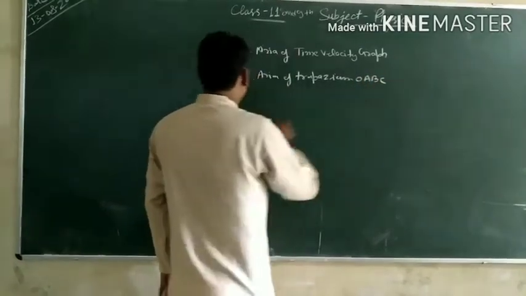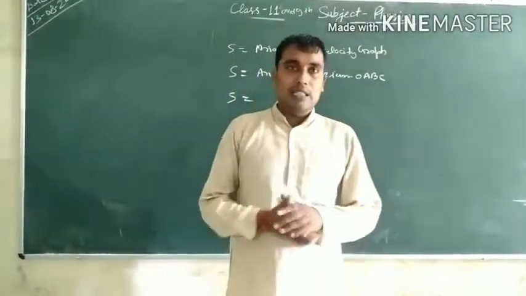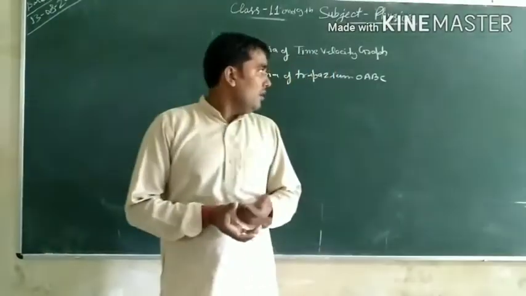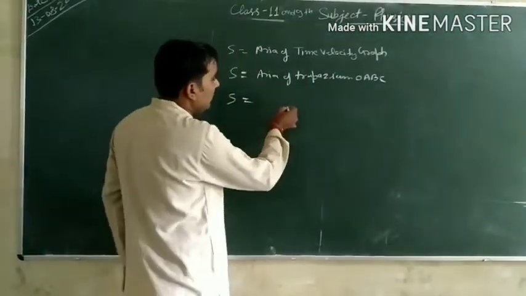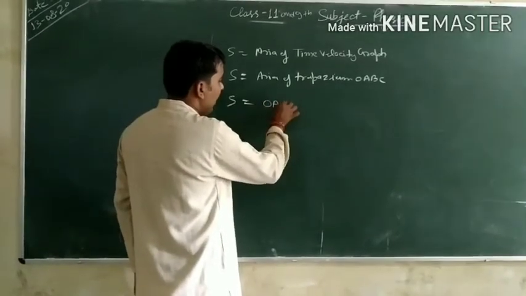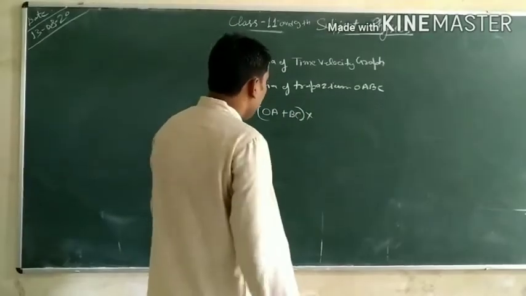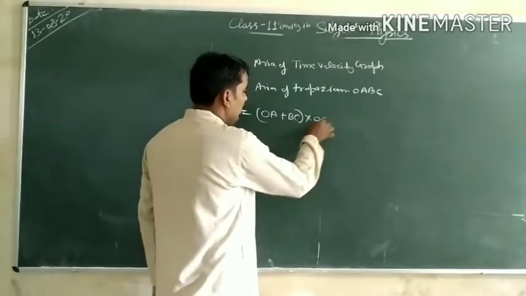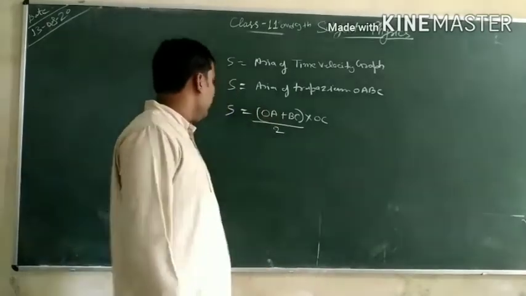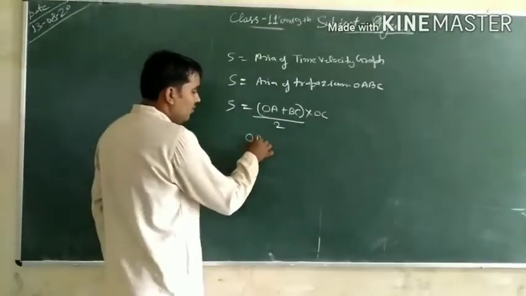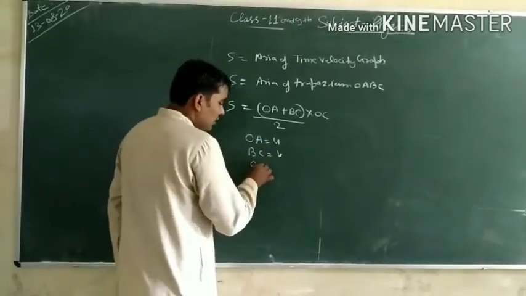OABC. And we know the area of a trapezium is equal to the sum of the two parallel sides into the distance between them, the parallel line, and the whole of this divided by 2. The parallel sides are OA and BC, and the distance between them is OC. The value of OA is equal to U, the value of BC is equal to V, and the value of OC is equal to T.